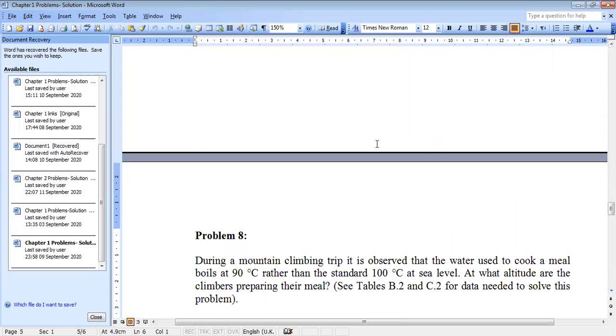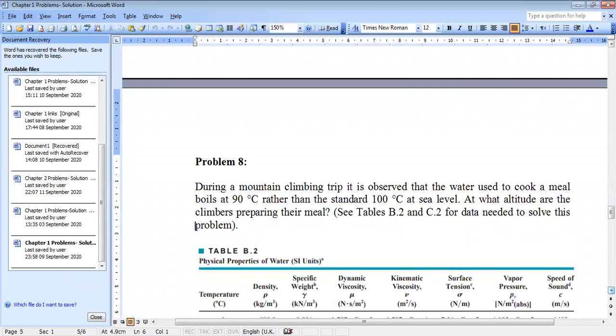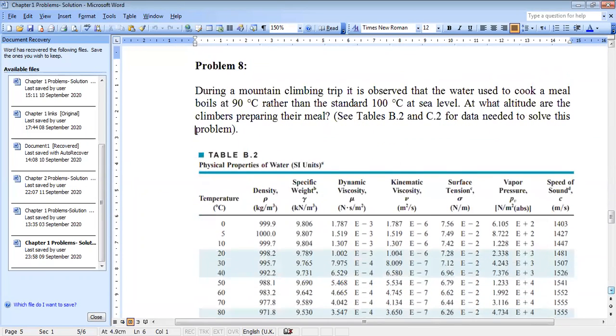Now we move to problem 8. During a mountain trip, it's observed that the water used to cook a meal boils at 90 degrees rather than the standard 100 degrees at sea level. At what altitude are the climbers preparing their meal? You should use tables B2 and C2 in order to solve this problem.